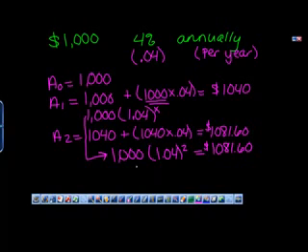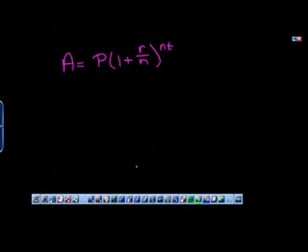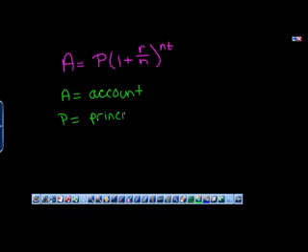What happens if we change the interest rates, or the number of times it is compounded? We need to take a look at a new formula that we'll use for compound interest. Here is the formula for calculating compound interest. Here's what all of these letters mean. A is the amount that you have in your account. P is your principal, or in this case what you started with.